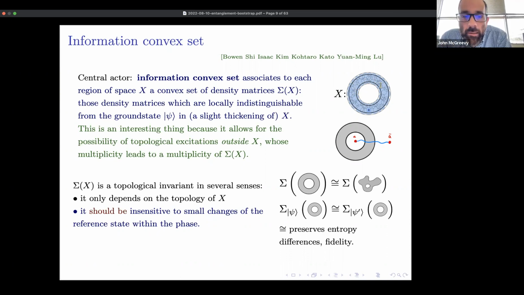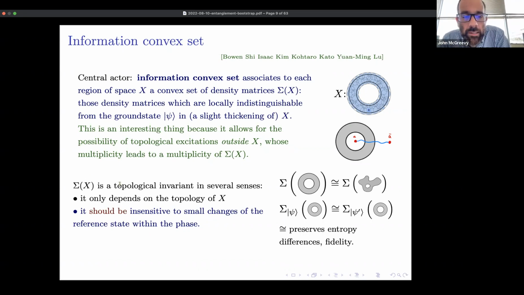This is an interesting thing because even though we're demanding that the state is essentially the ground state on this annulus, for example, inside the region X, there can be excitations outside the region X. So for example, in 2 dimensions, if our region is an annulus, there could be an anion inside this annulus attached by its string operator to its antiparticle. And the fact that the string operator has to cross the annulus means that the density matrix of the annulus globally knows that the anion is in there, even though locally that information is not detectable.